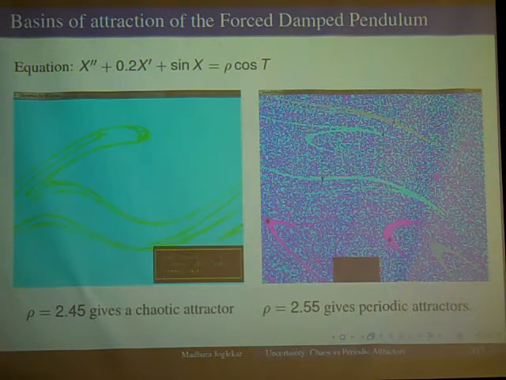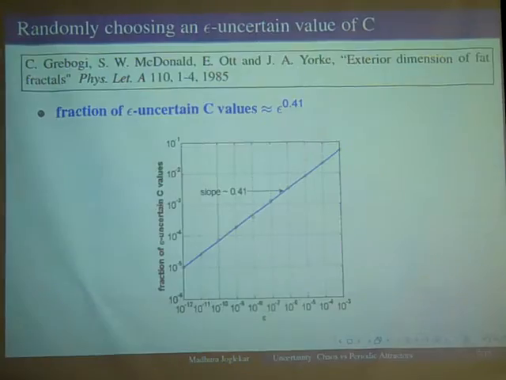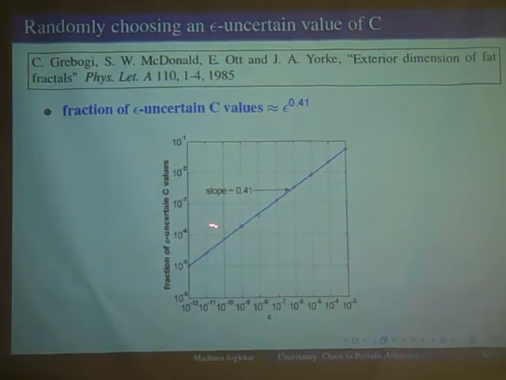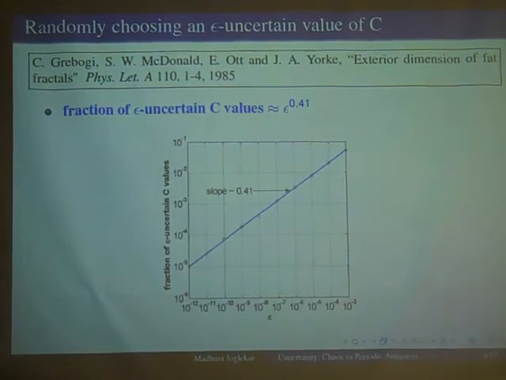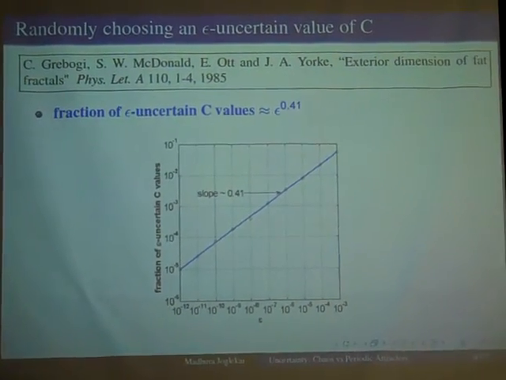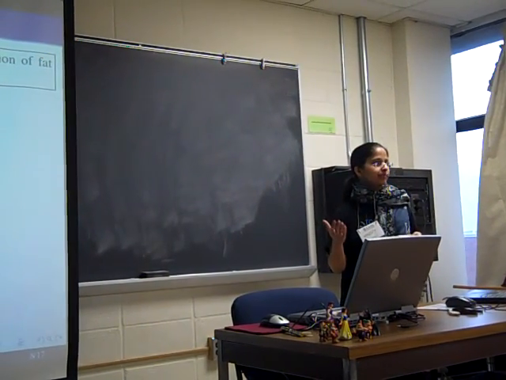I saw a reference to fat fractal dimension. Yes. So the fat fractal dimension paper does this numerical simulation in which they compute the fraction of epsilon uncertain C values as a function of epsilon. But they look at every C value which is epsilon uncertain regardless of the order of the window it is in.